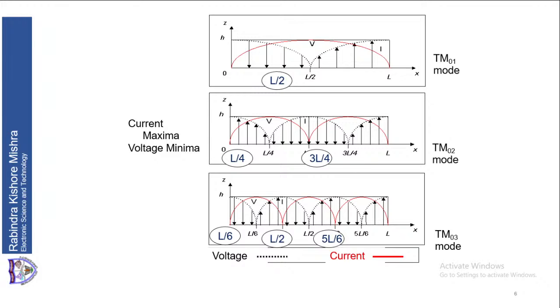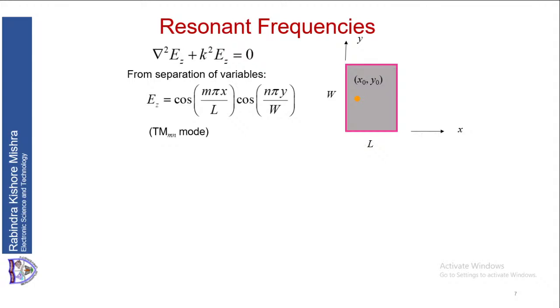Now let us find out the resonant frequency of the patch. As I told you, it satisfies the Helmholtz equation, therefore del square Ez plus k square Ez is equal to 0. This is the Helmholtz equation within the patch cavity for the microstrip antenna. Using separation of variables, because Ez is a function of x and y, and normalizing the amplitude of Ez to 1, we find Ez is of the form cosine m pi x by L into cosine n pi y by W. This is for the TMmn mode.